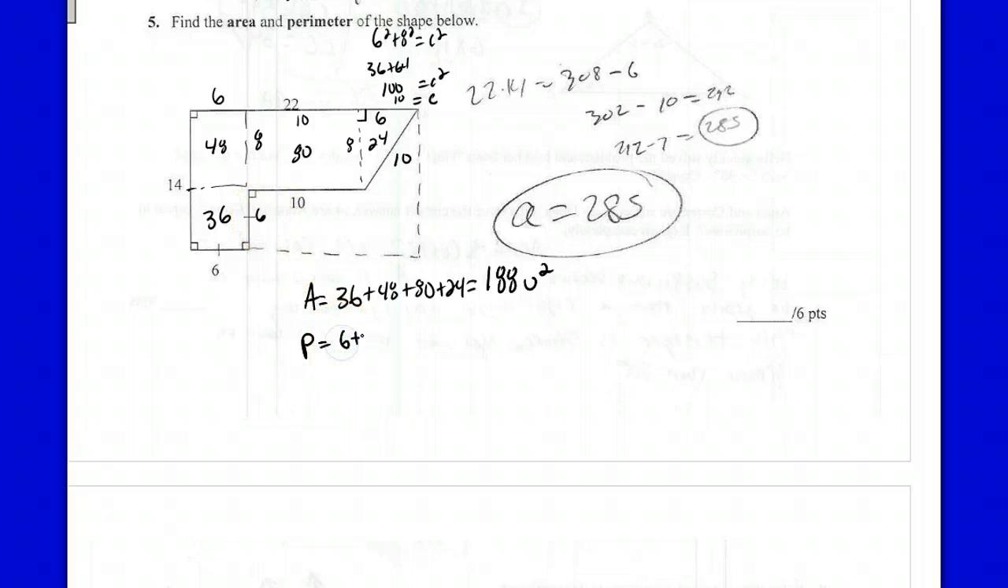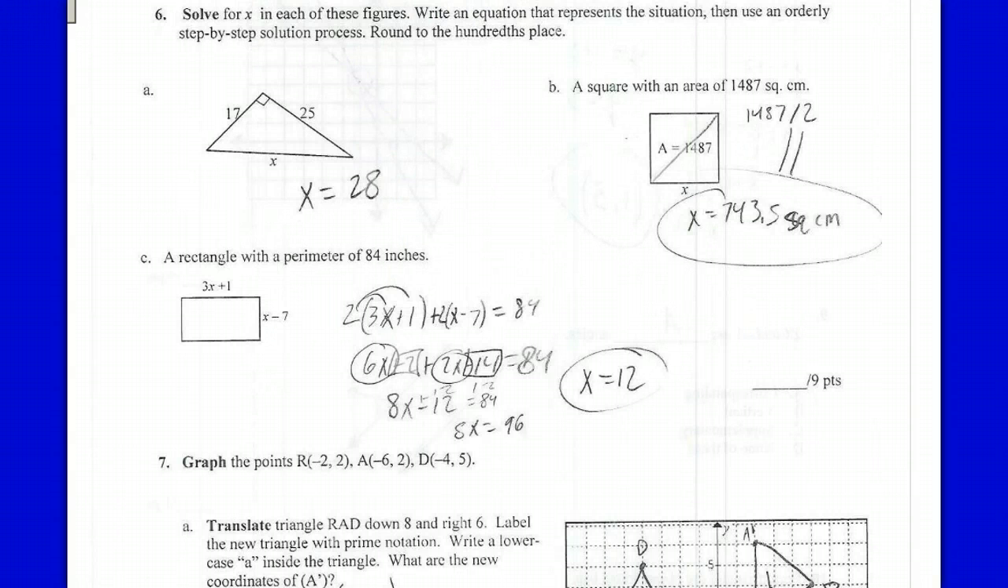So I'm going to take 6 plus 14 plus 22 plus the 10 that I found plus the other 10 and end up with 68 units. So unfortunately we didn't earn any points for that problem. So we need to solve for x in each of the figures in number 6.